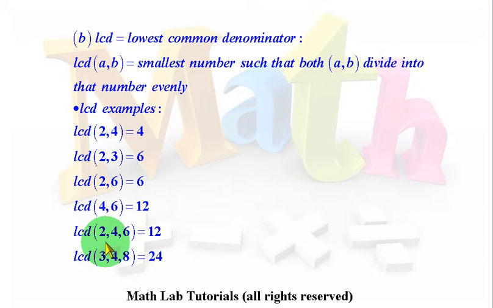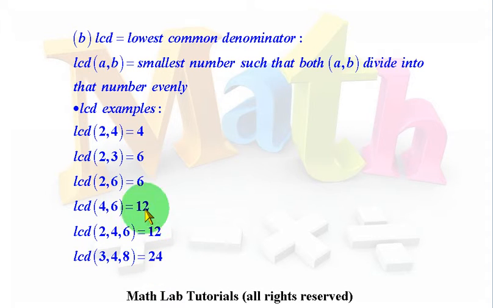We can also do the LCD of three numbers, 2, 4, and 6. If you look at that carefully, you'll see it's 12 because 2 goes into 12 evenly, 4 goes into 12 evenly, 6 goes into 12 evenly, and again 12 is the lowest such number. The LCD of 3, 4, and 8 is 24. 3 goes into 24, 4 goes into 24, and 8 goes into 24 evenly, and 24 is the lowest such number that does the job.